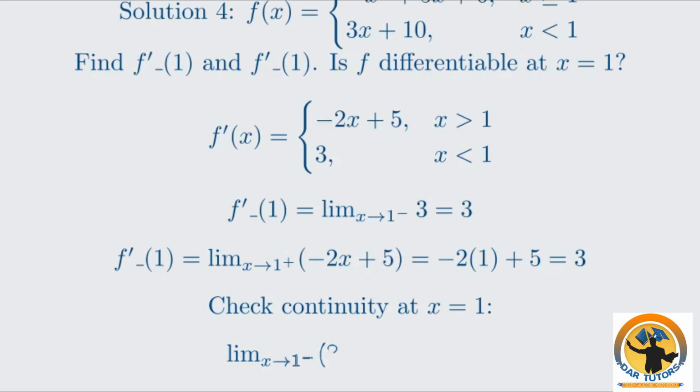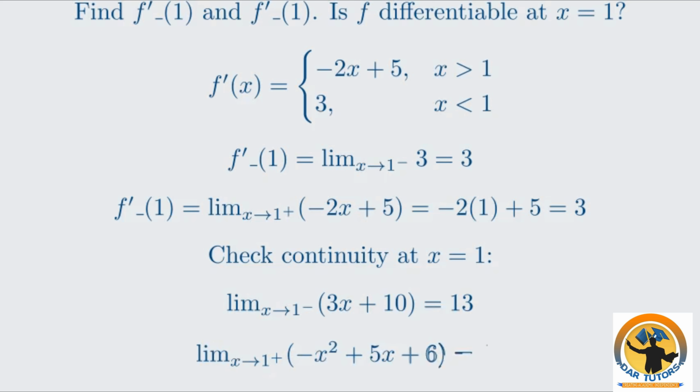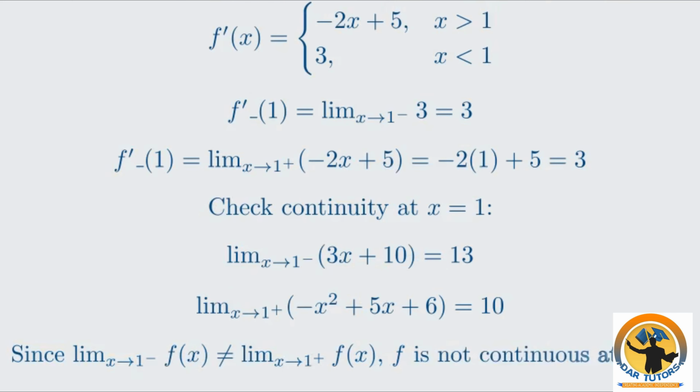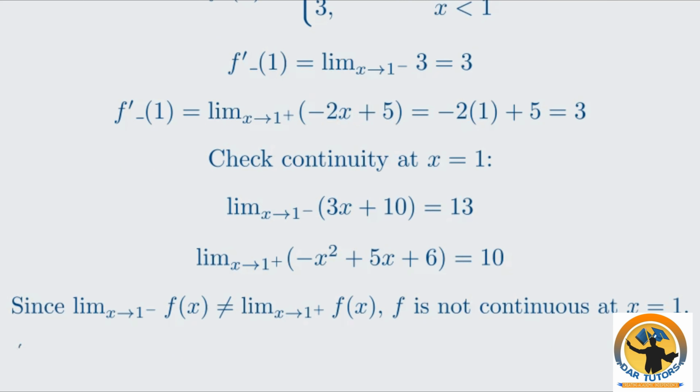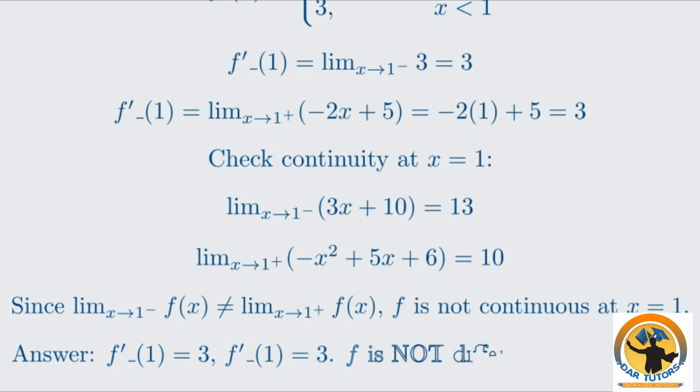Since the left-hand and right-hand derivatives are both 3, they are equal. However, we must also check for continuity. The left-hand limit is 13, and the right-hand limit is 10. Since they are not equal, the function is not continuous at x equals 1, and therefore not differentiable. So, the left-hand derivative is 3, the right-hand derivative is 3, but the function is not differentiable because it is not continuous.